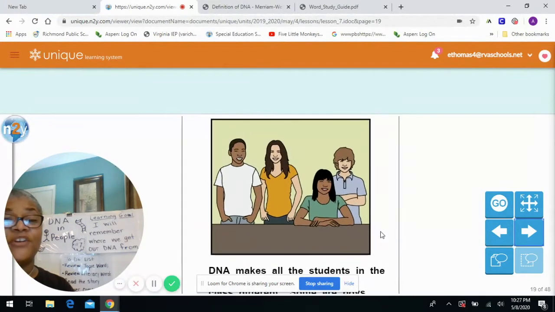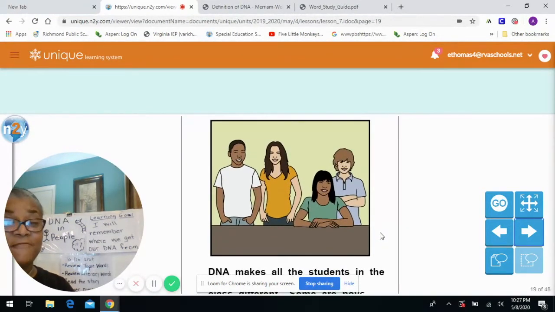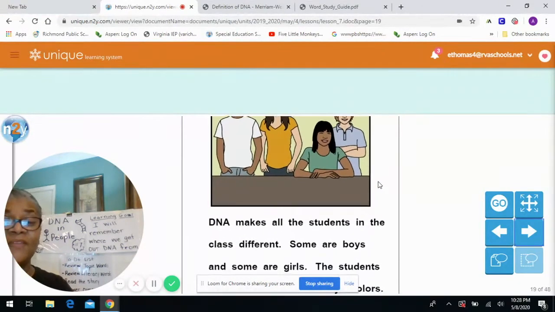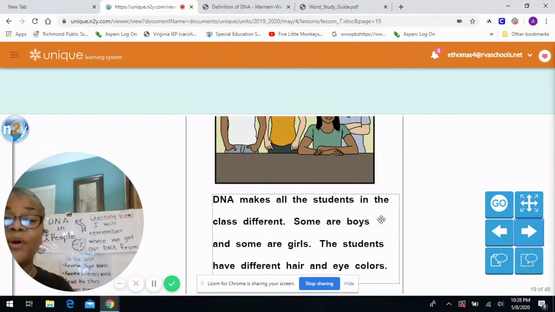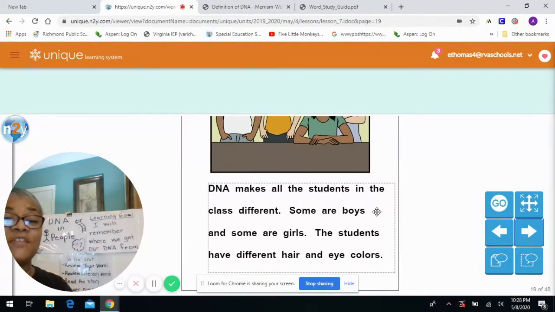Let's look at the picture. Everybody's different. Long hair, short hair, brown, black hair. DNA makes all the students in the class different. Some are boys, some are girls. The students have different hair and eye colors.